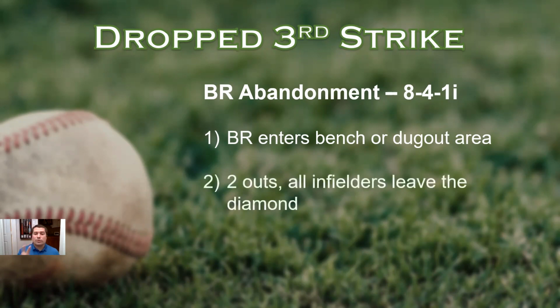Also, the other one is if there's 2 outs. Remember, anytime there's 2 outs, a drop third strike can happen in any situation. In this scenario, all the infielders are leaving the diamond. That means they've got to cross the foul line. If all of the infielders have crossed the diamond heading to their dugout at the end of the inning, and the batter still has not made an attempt to run to first base, now he's out for abandonment.